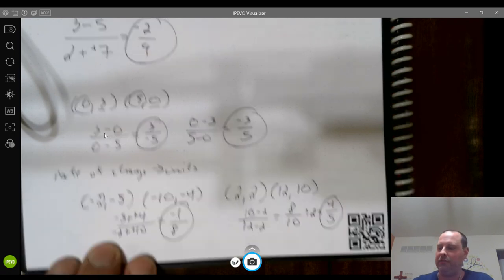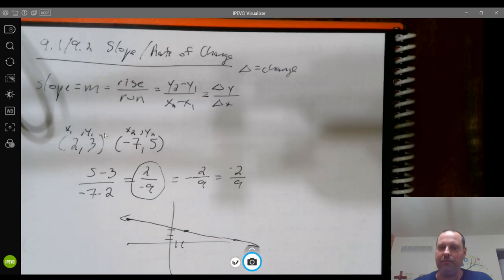Slope, rise over run. Y2 minus y1 over x2 minus x1. Okay, it's just you're subtracting the y's, subtracting the x's, same direction. Change in y over change in x, however you want to think of it. Make it work for you.